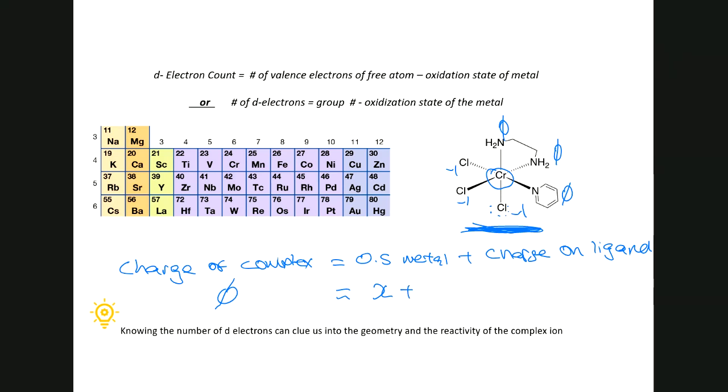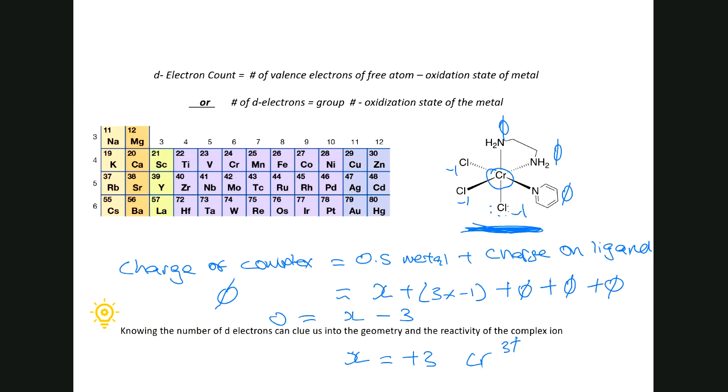So we have chloride -1, we have 3 chlorides, each of them -1. So that will be 3 times -1. Plus, the charge on pyridine is 0. Plus, the charge on one nitrogen of ethylenediamine, that's 0. Plus, the charge on the other nitrogen of ethylenediamine, that's also 0. Therefore, 0 is equal to X minus 3 plus a whole bunch of 0s, which is equal to 0. So therefore, X is equal to +3. So the oxidation state of my chromium is chromium 3+.